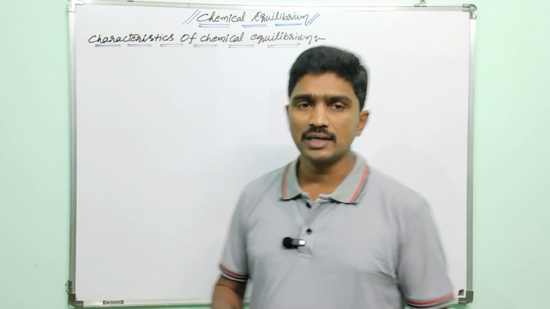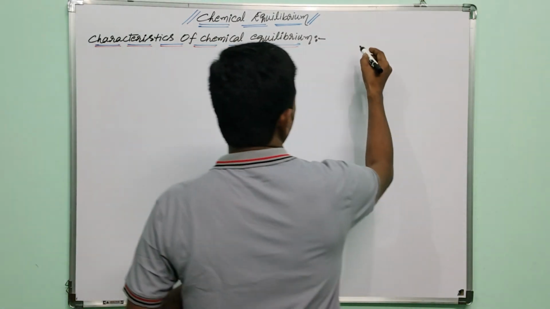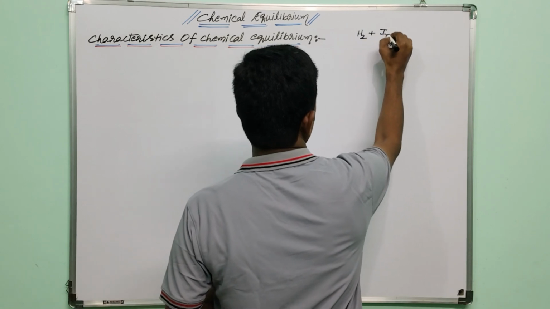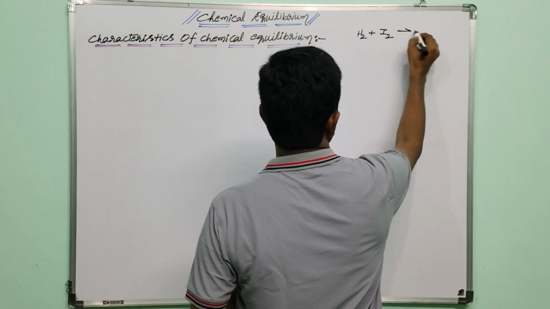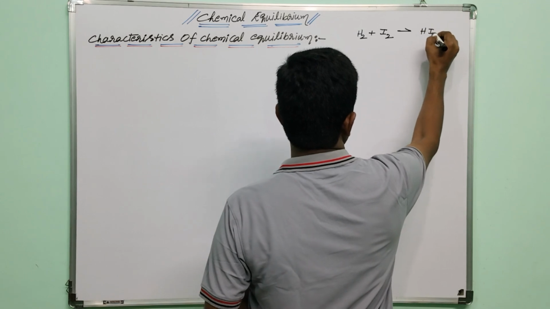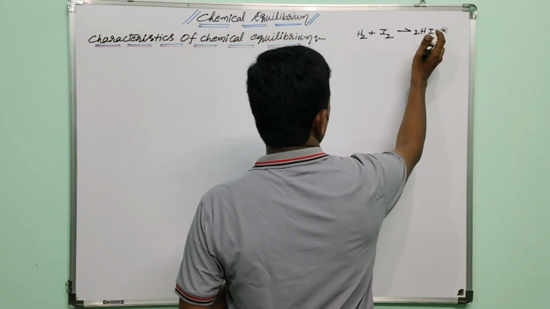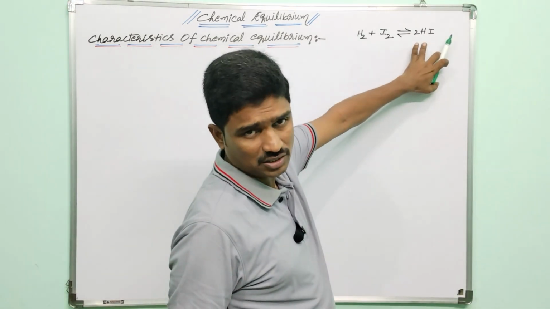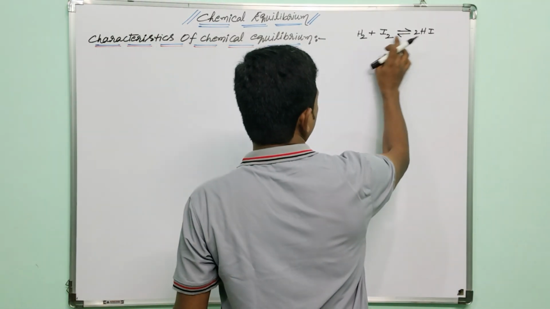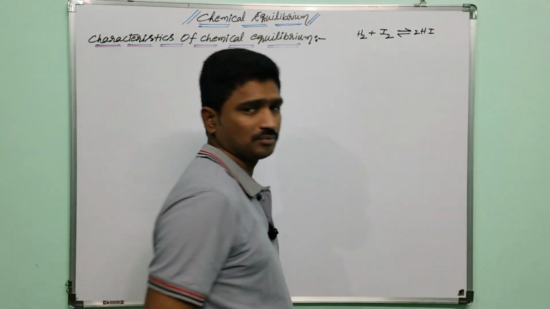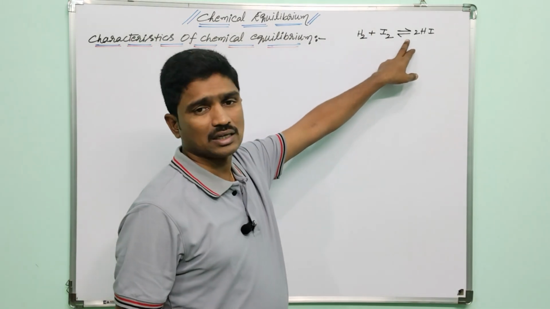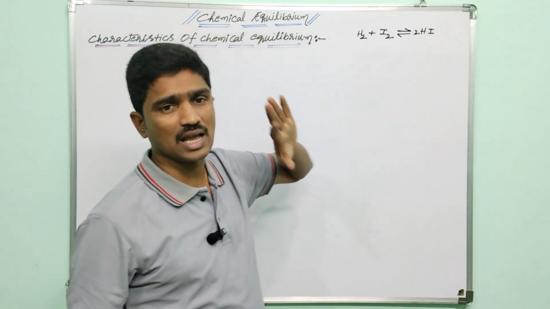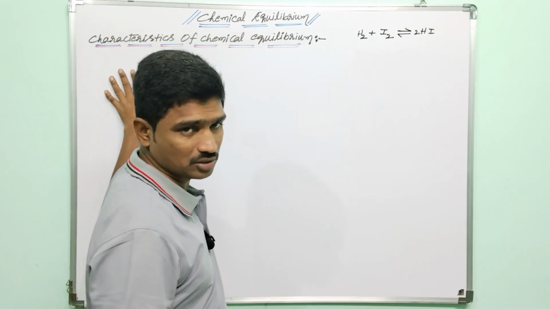Okay, let us consider a chemical reaction. For example, hydrogen combines with iodine to give hydrogen iodide. Then the formed hydrogen iodide, which is very unstable, decomposes to give hydrogen and iodine. Such chemical reactions are called reversible reactions. In these reversible reactions, an equilibrium will be established.